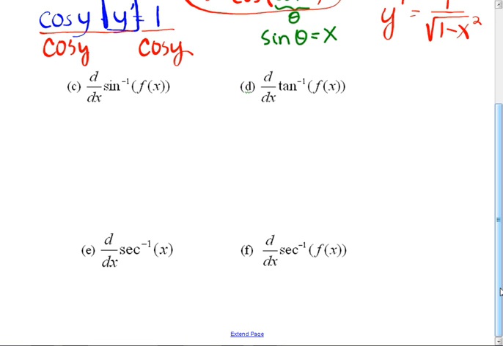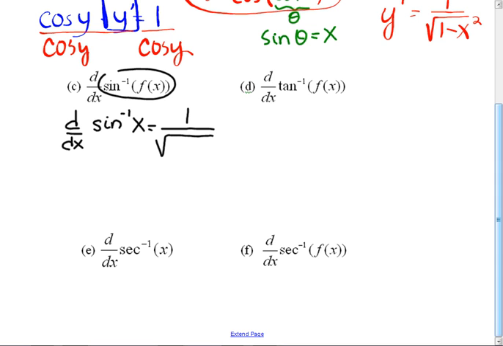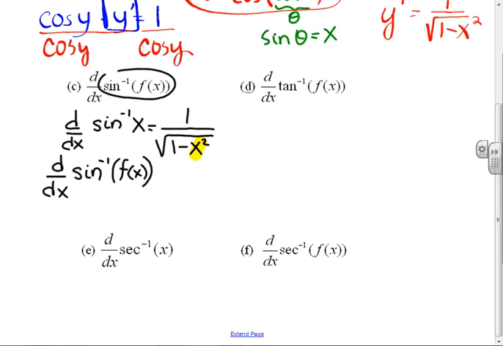What's the derivative now with a composite function of the inverse sine? Well, the derivative of the inverse sine of x is 1 over the square root of 1 minus x squared. It's the same as what I have there. But what if I now take the derivative and put in a composite function? Then where you see x, I'm going to put in f of x. So this will be replaced with that function right there.